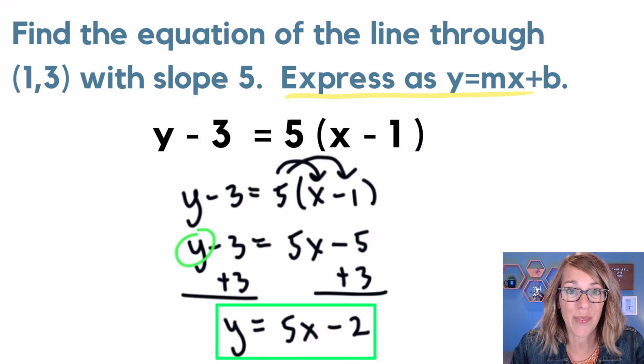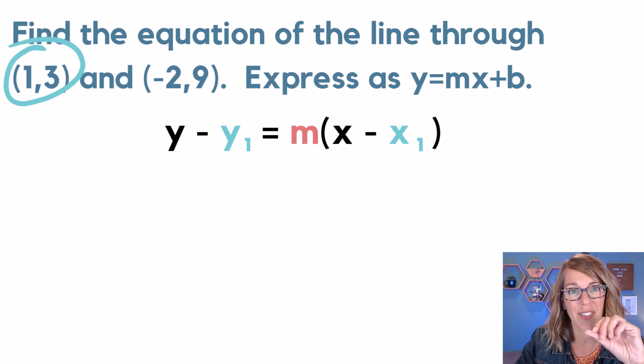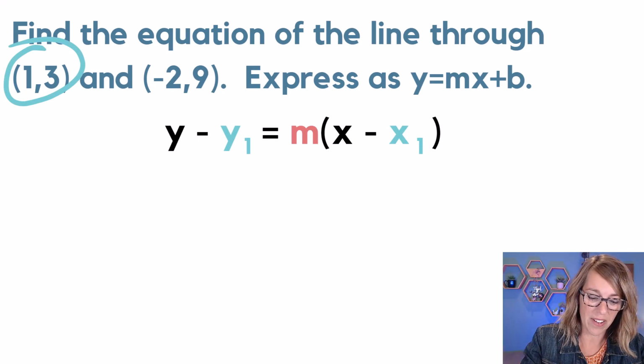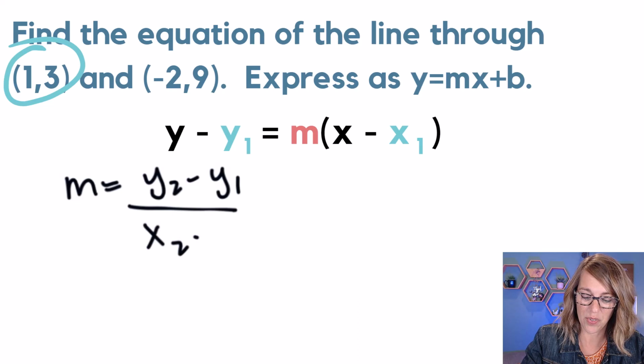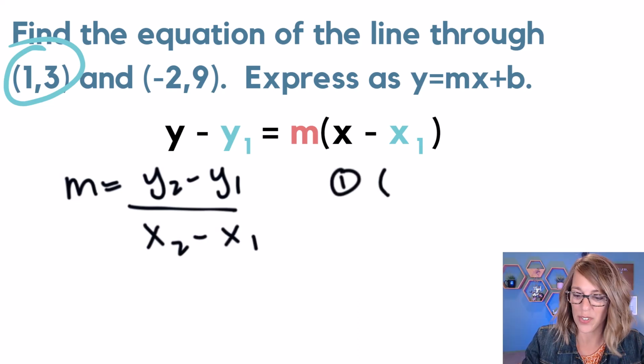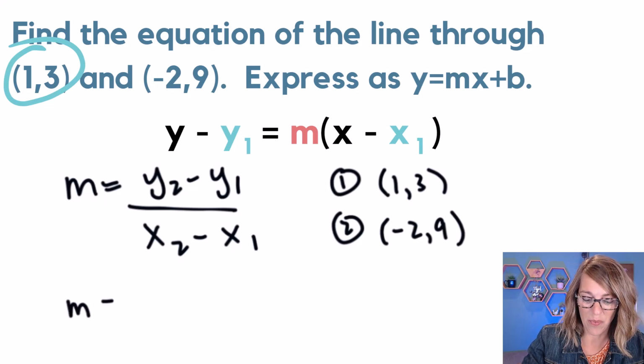Here comes the next one. In this next one, we're given 2 points. I still want to use the point slope formula, but what I really want to do is to start by finding my slope. I need my slope formula, so m is equal to y2 minus y1 divided by x2 minus x1. I'm going to let point number 1 be that first one, 1, 3. And point number 2 be negative 2 comma 9. Now I'm ready to plug it into my slope formula.